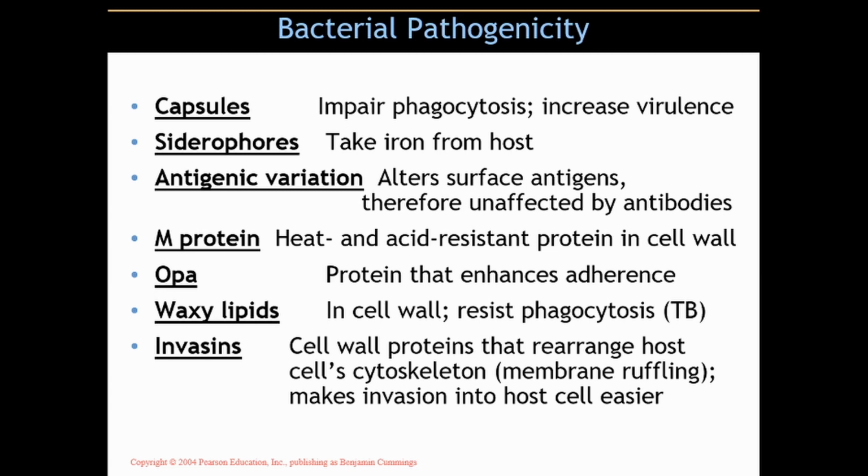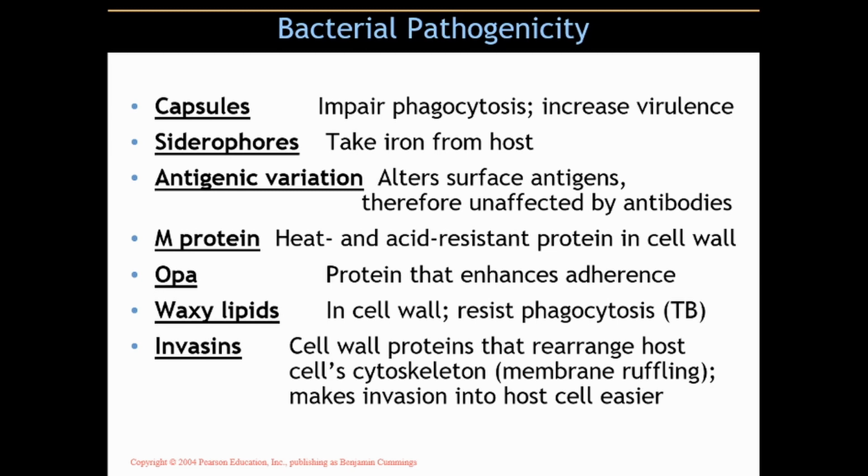The M protein. The M protein is on the cell wall of bacteria, and it is a heat and acid resistant protein. So it can resist high temperatures, it can resist stomach acids, for example, or if you're using an acid-based compound to try to eliminate the bacteria, M proteins enable the bacteria to be resistant to those conditions.